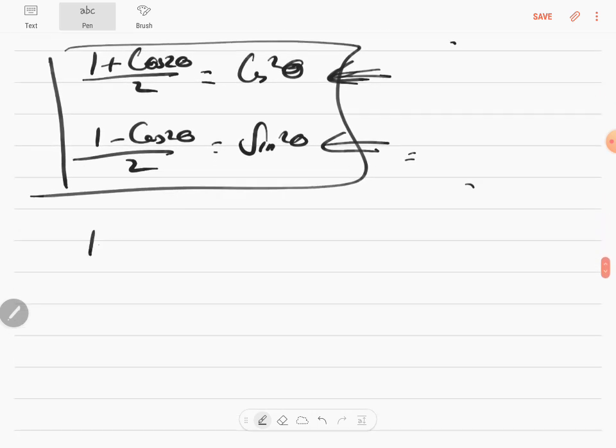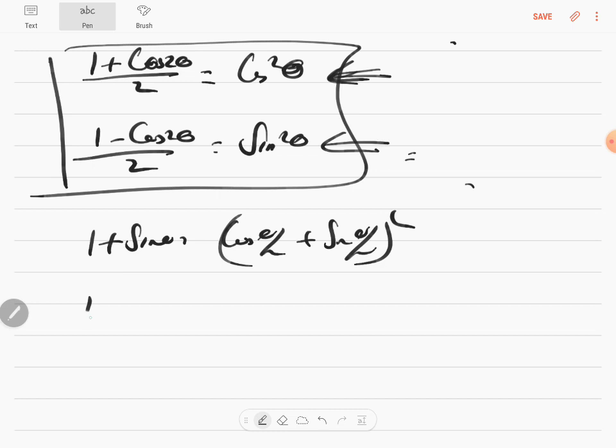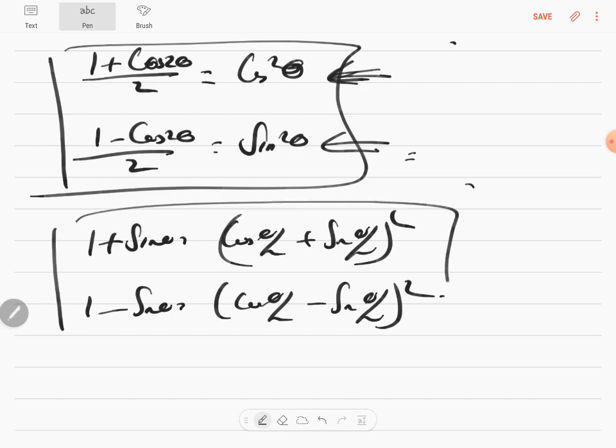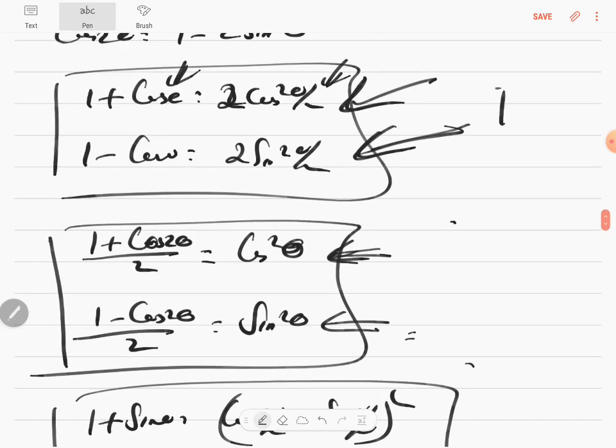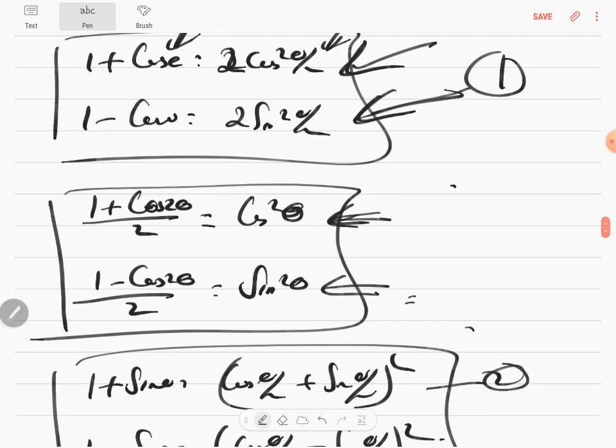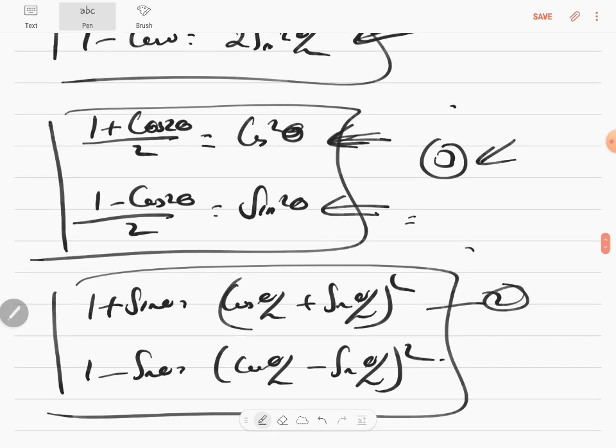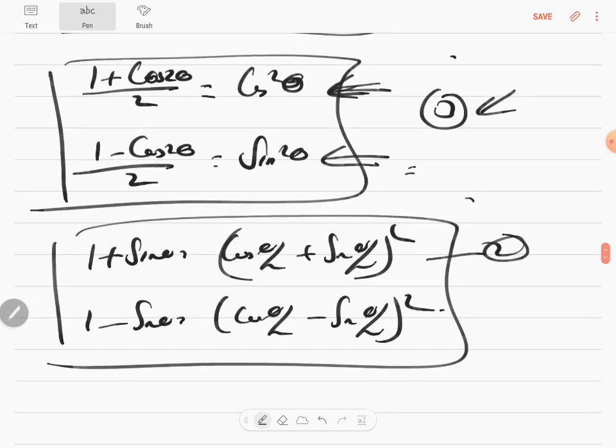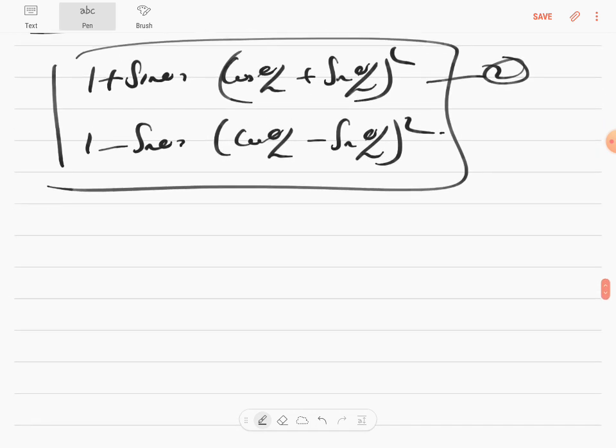There's another formula, which is 1 plus sin theta, which is (cos(theta/2) plus sin(theta/2)) the whole square. And 1 minus sin theta is (cos(theta/2) minus sin(theta/2)) the whole square. This is one set. This is the first set. This is in fact the second set that I would teach. And the third set that I would like you to become familiar with is cos square theta is (1 plus cos double angle) by 2 and sin square theta is (1 minus cos double angle) by 2, which is 2 theta by 2.